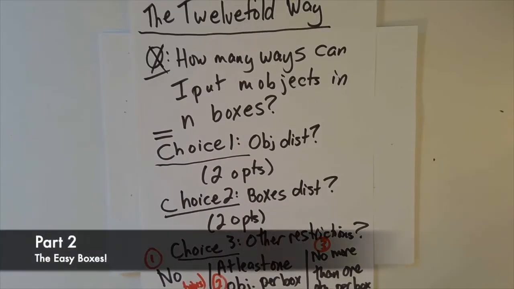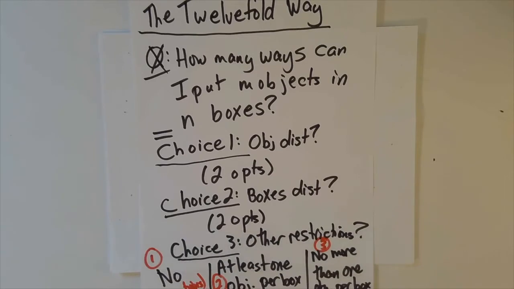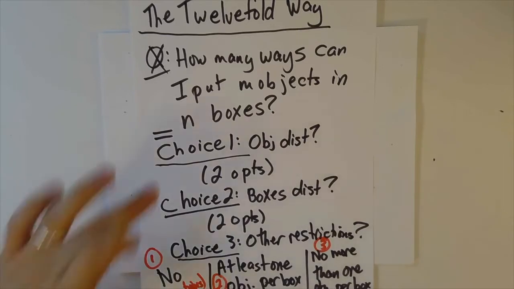Welcome back, class. As mentioned in this sequence of videos to start with, we're going to be talking about the 12-fold way. So we're going to be answering this question: how many ways can I put m objects into n boxes subject to these things?